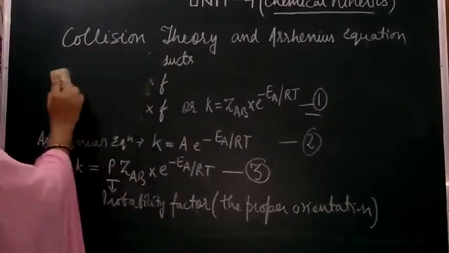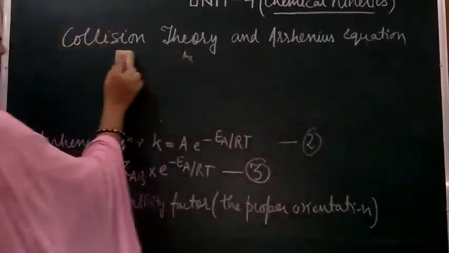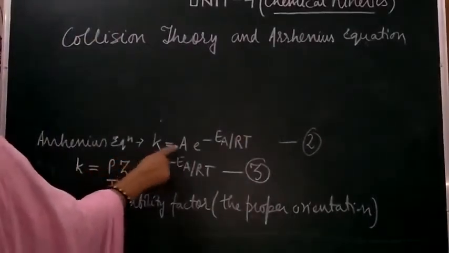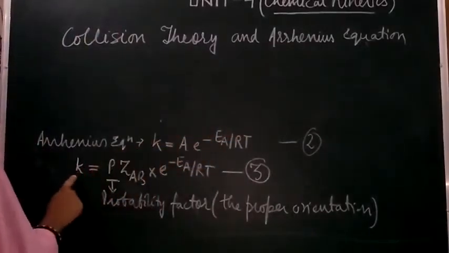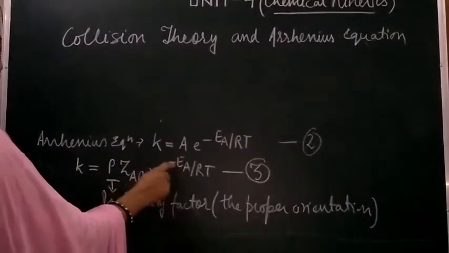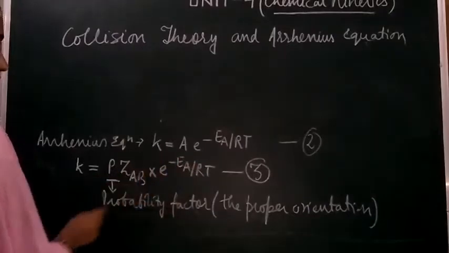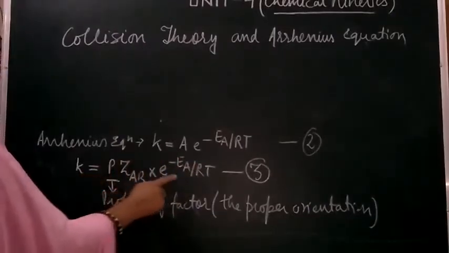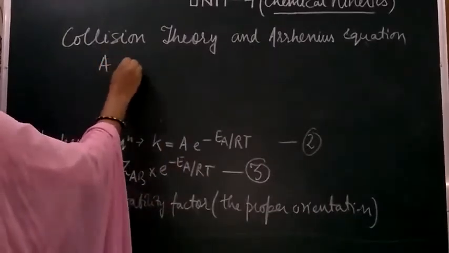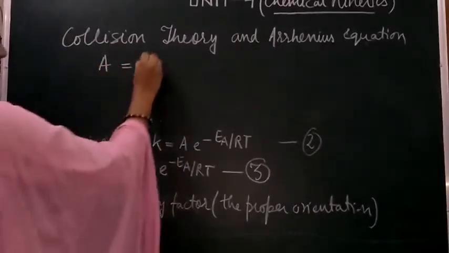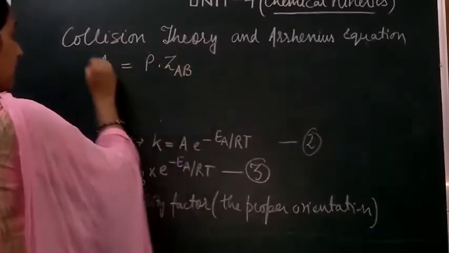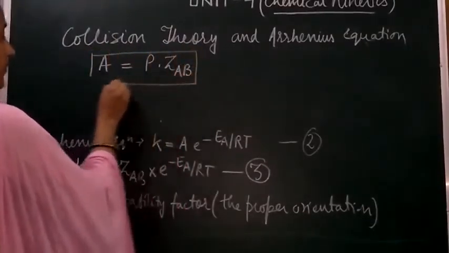So students, just compare these two equations. That is, k equals A e raised to power minus Ea upon RT, and k equals P Z_AB into e raised to power minus Ea upon RT. What you will find is that the equations are almost the same. So here we can get the Arrhenius factor A as P into Z_AB.